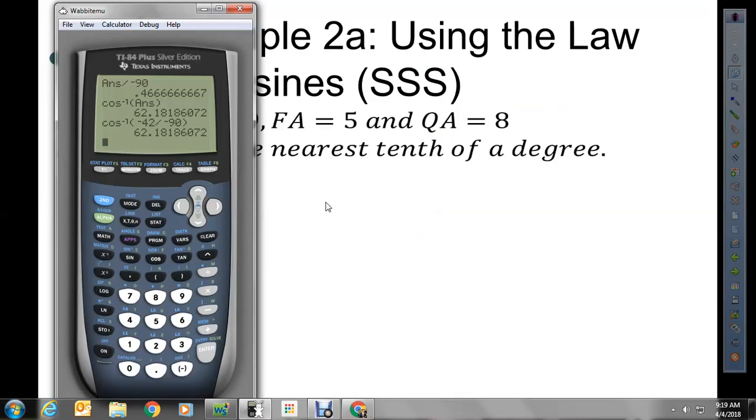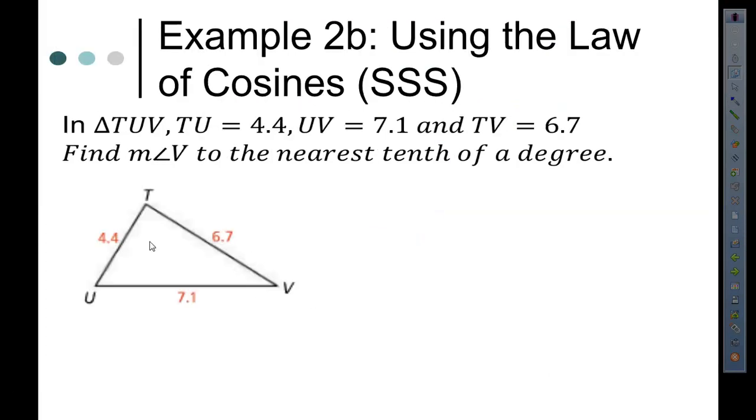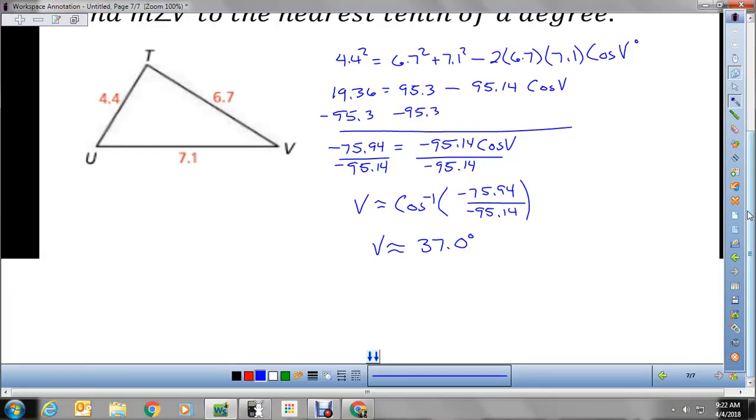All right, so let's take a look at another one. You guys work this one. This time we're looking for angle V, which means which side should be out by itself, on the opposite side? It should be the one across from it, so the 4.4. So pause the video now and come back and see how you do. All right, so let's see how you did.